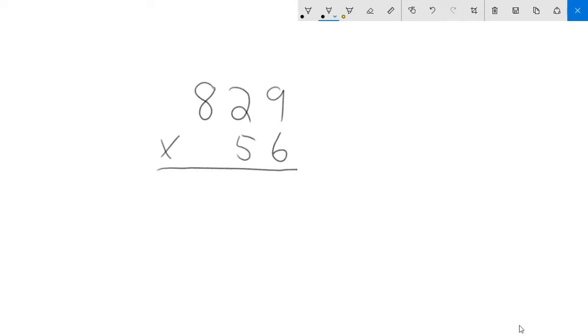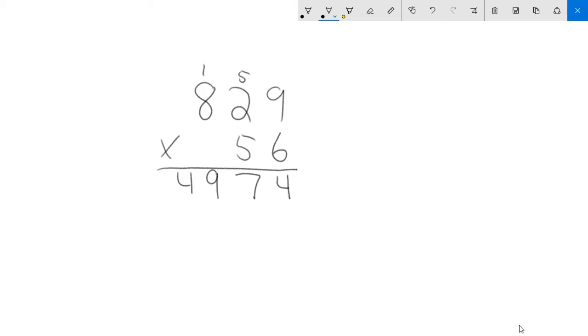Here we go. We start with our 1 spot, always. Adding, subtracting, multiplying, we always start over here. So I'm going to do my 6 times my 9. 6 times 9 is 54. My 4 drops down, and I carry the 5. 6 times 2, next spot over. 6 times 2 is 12, plus 5 makes 17. 7, carry the 1. Now 6 times 8. 6 times 8 is 48, plus the 1 that's there is 49.